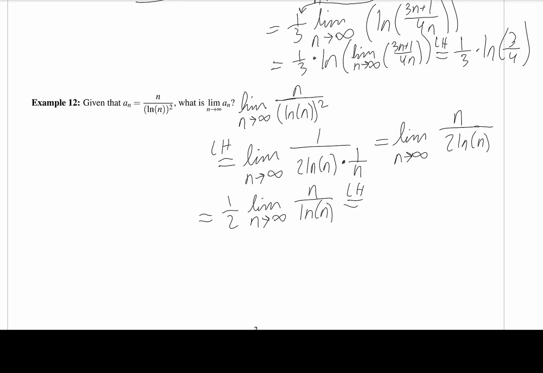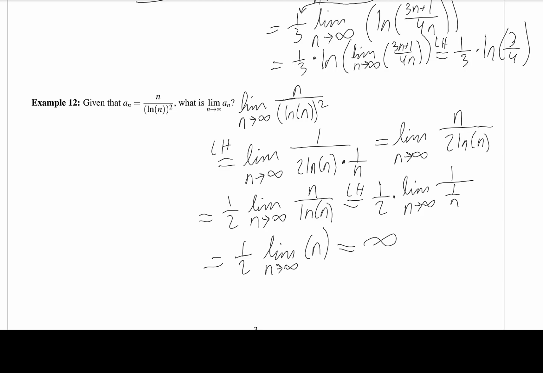And now I'm going to use L'Hopital's rule once more. So this will give me 1/2 times the limit as n goes to infinity of 1 over 1 over n. And this will give me 1/2 times the limit as n goes to infinity of n. And so now I'll have 1/2 times infinity, which is infinity. In this case, we say that the sequence diverges. In all of our other cases so far, we can say that our sequence was converging to some number. But in this case, we say our sequence diverges.